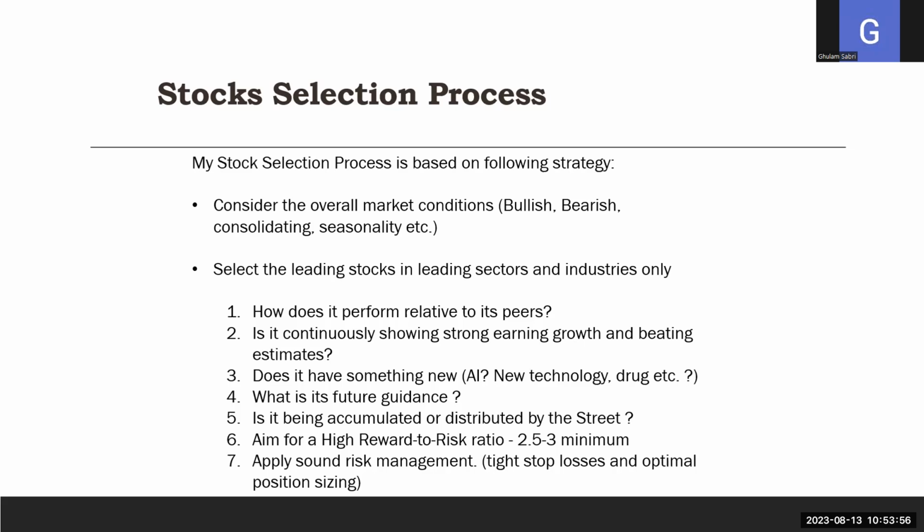And the topic which my colleague Wasim mentioned is about drawdowns, and that is about sound risk management. How much money you can put at risk. My experience is that you should always aim for a high reward to risk. There is always a risk, there is always a reward. Minimum 2.5 to 3 times.